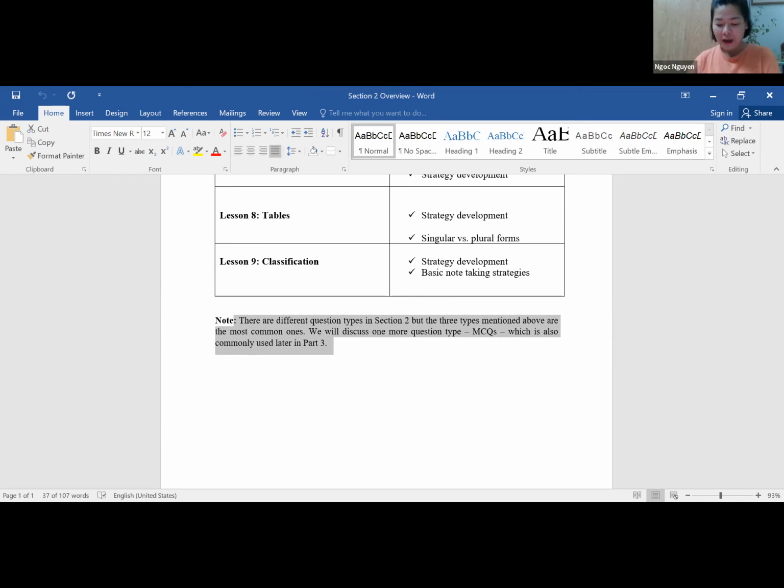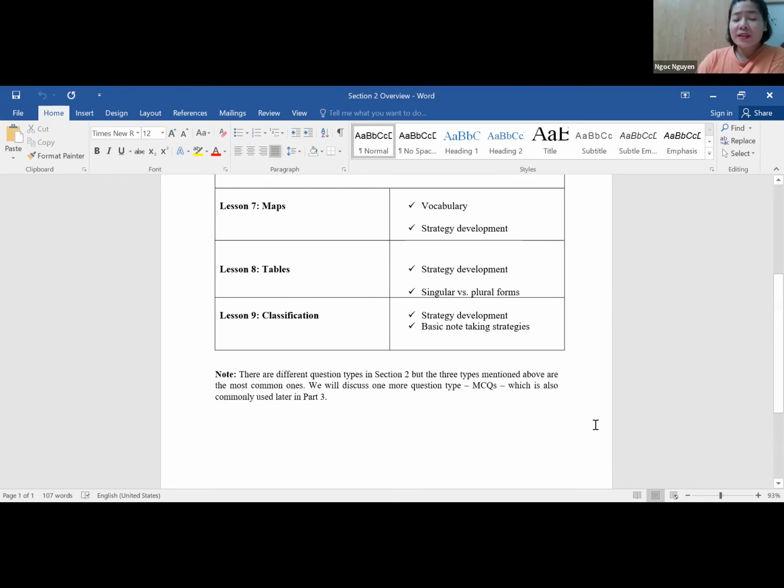Hi Ngọc Hà. Yeah. Note: there are different question types in section 2, but the 3 types mentioned above are the most common ones. We will discuss one more question type, multiple choice questions, which is also commonly used later in part 3. Yes, thank you. Thank you, Ha.